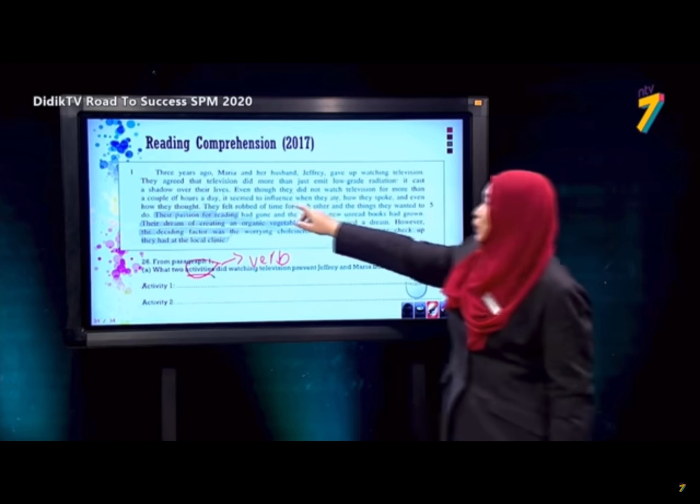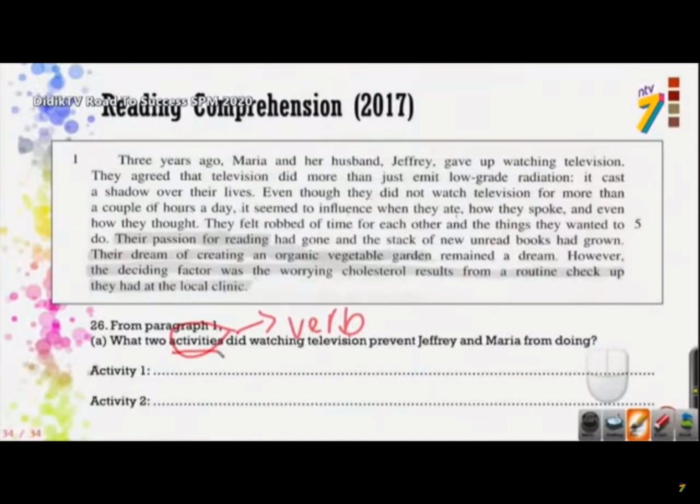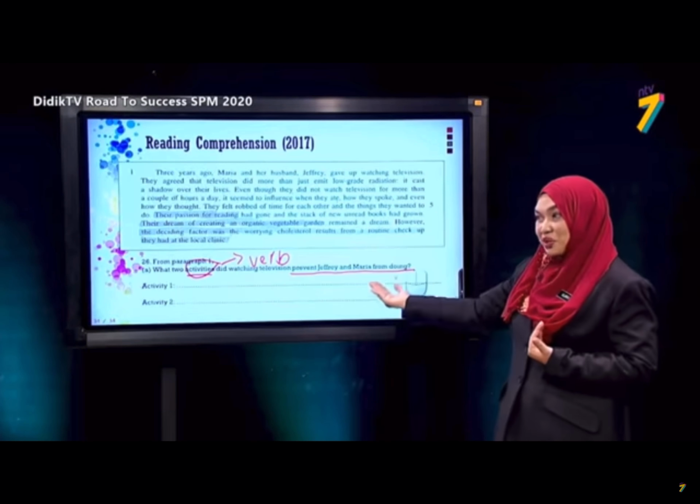Three years ago, Maria and husband Jeffrey gave up watching television. Anything to do with the question? No, not yet, right? So they agree that television did more than just emit low-grade radiation. Anything to do with the activity here? Remember, your keyword here is what two activities did watching television prevent them from doing? Because they watch TV so much they cannot do this. Yes. So that's the idea of the question.